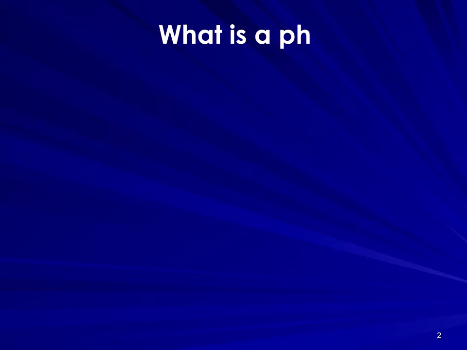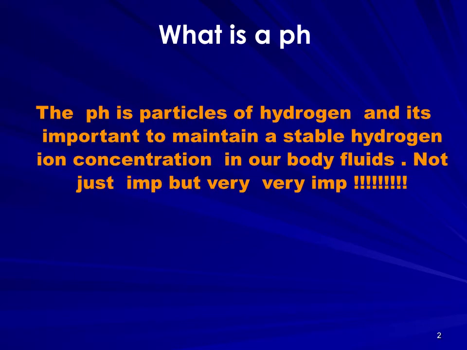Now, what is a pH? The full form of pH is particles of hydrogen, and it's important to maintain a stable hydrogen ion concentration in our body fluids. It's not just important, it's very, very important that we maintain this hydrogen ion concentration in our body. Based on its value, pH can be acidic, and based on its value, it can be basic. When they talk about alkaline, basic and alkaline are the same thing.